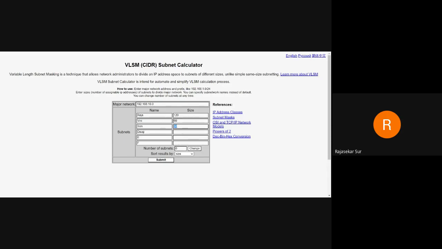Then, for the third subnet, how many hosts? I'm going to fix 13. Next, for the last subnet, the size is equal to 5 hosts. So this is our problem.